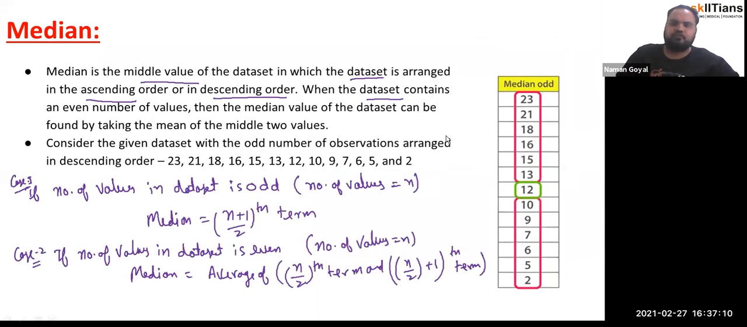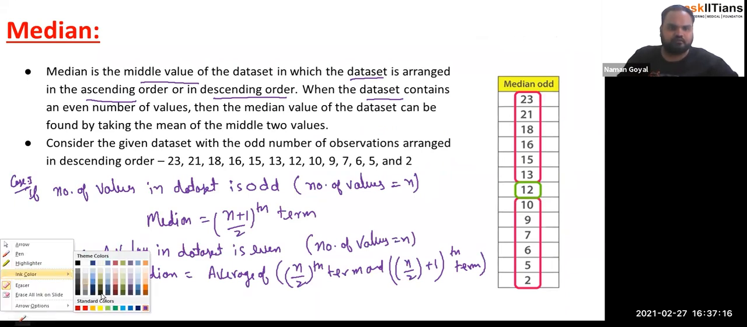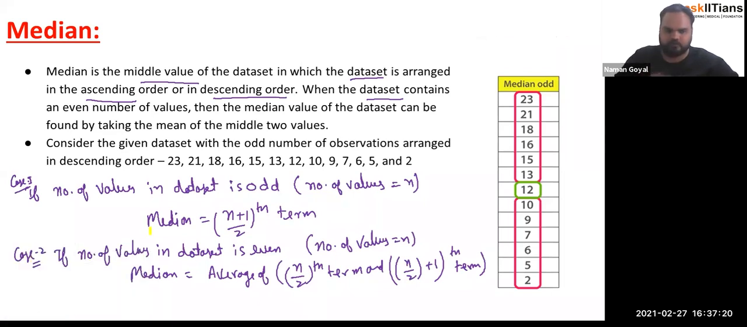Okay, now if we have a data set like this, let me change the color first. Now I have to select the pen. By mistake I selected the highlighter. Now it is the pen. Now see, if we have the data 23, 21, 18, 16, 15, 13, 12, 10, 9, 7, 6, 5, 2, this is already given in descending order.